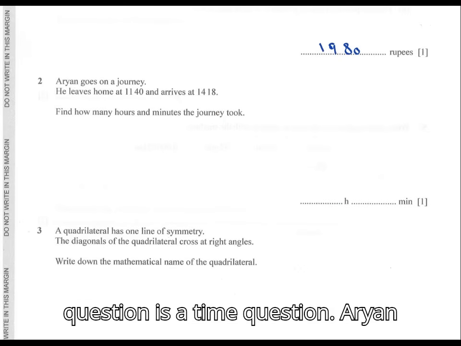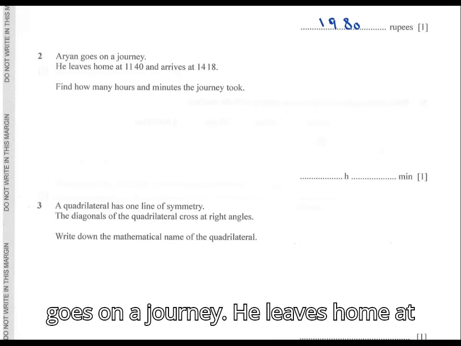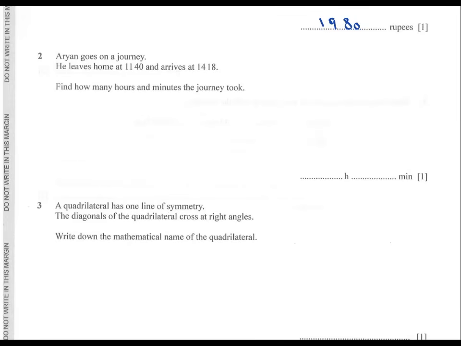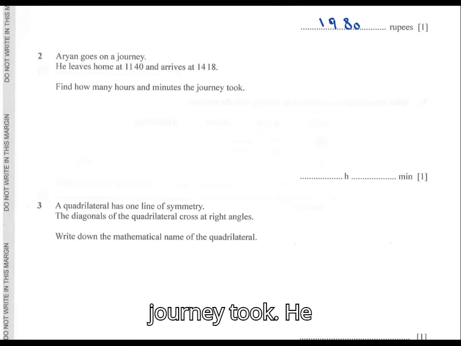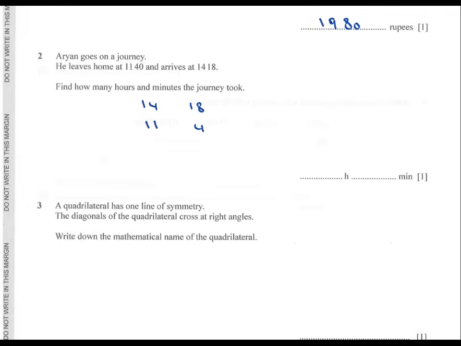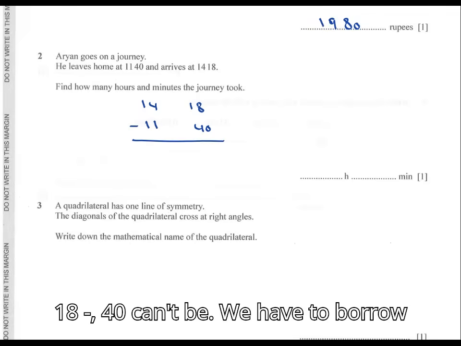The second question is a time question. Aryan goes on a journey. He leaves home at 11:40 and arrives at 14:18. Find how many hours and minutes the journey took. He arrives at 14:18. He left his home at 11:40. We have to do the subtraction. 18 minus 40 can't be. We have to borrow 1.